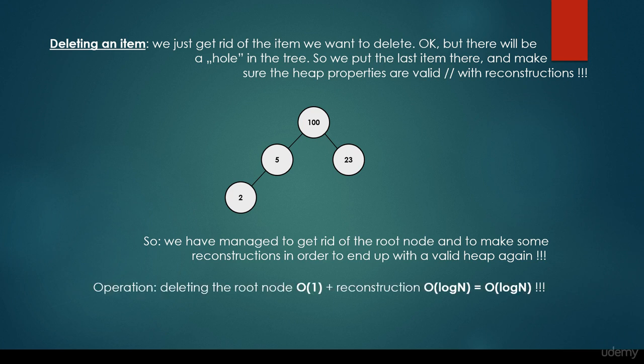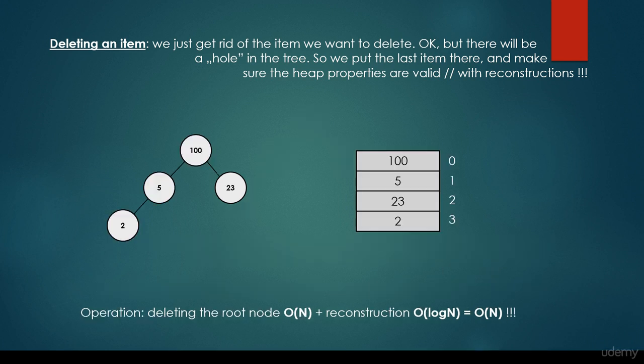So what about the operation running time? Deleting the root node is going to take order 1 constant time complexity, plus we have to reconstruct the given heap, which is going to take logarithmic running time. Okay, so the overall running time will be logarithmic. And what about removing an arbitrary item? Okay, we have been discussing that if we would like to remove the maximum in a maximum heap or the minimum item in a minimum heap, it's going to have logarithmic running time because we know that the first item is going to be the root node in the array.